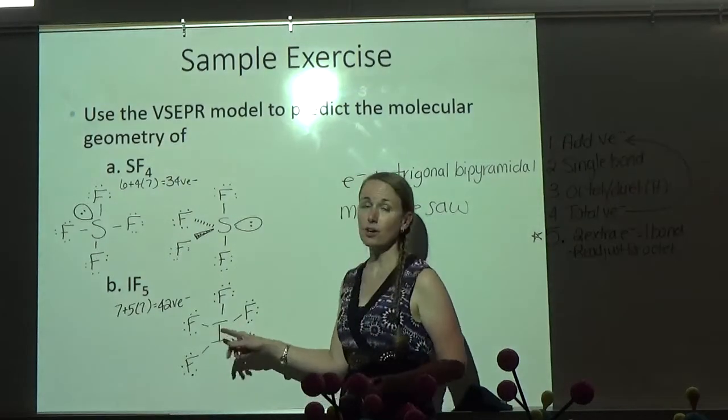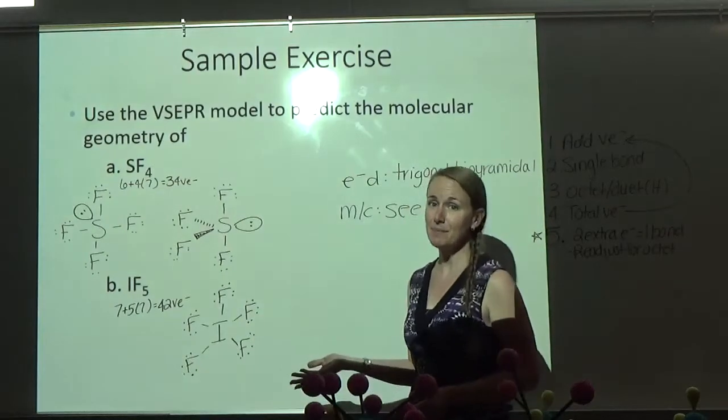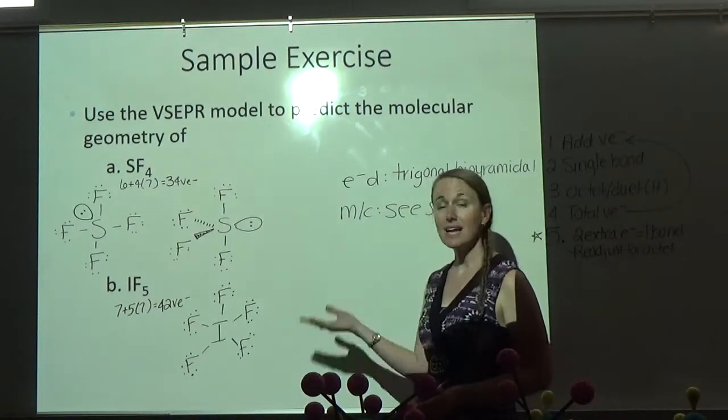Right now it is already more than stable. It already has 2, 4, 6, 8, 10, but it has to have that many for all the F's to be bonded to it. So now let's check our total.